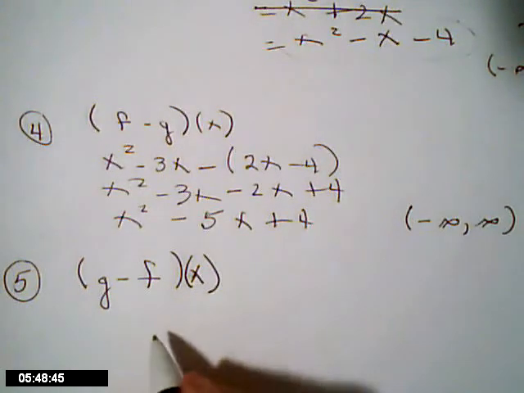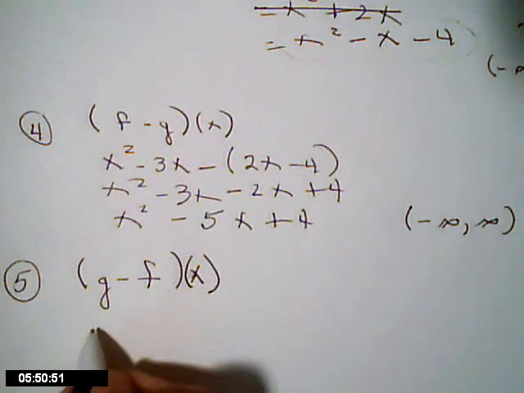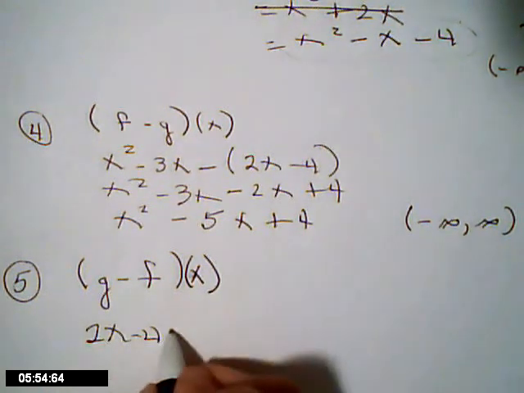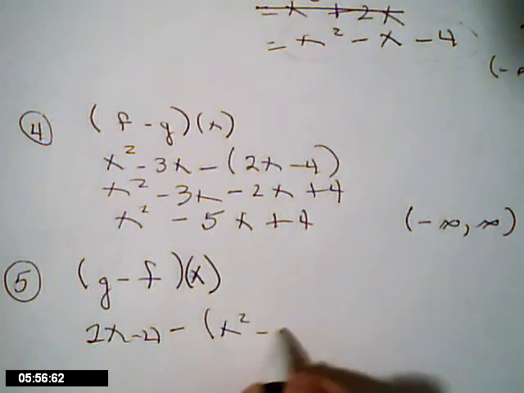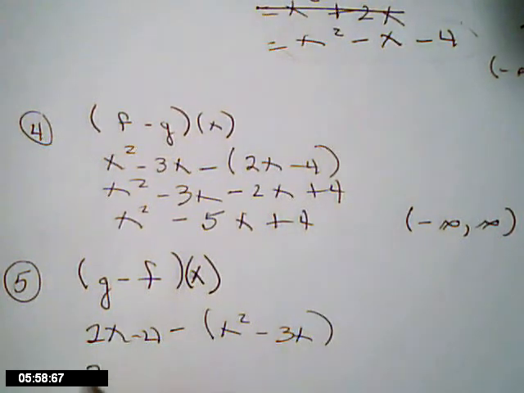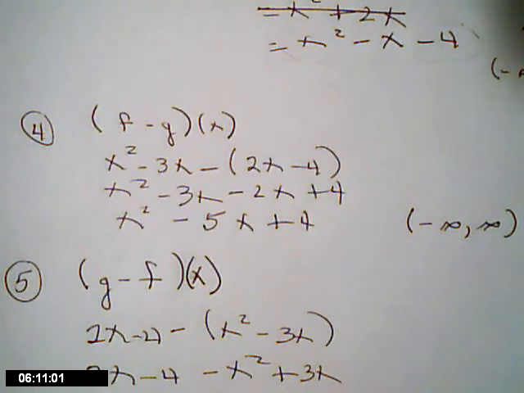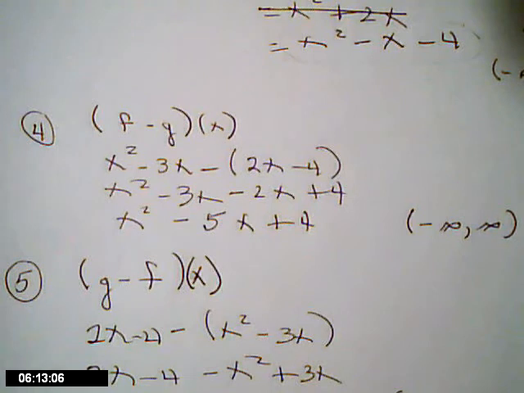In the next one, I just want you to notice that order is important. If I take g first, and I subtract f, I'll change the sign again. Going in descending order, I have negative x squared plus 5x minus 4. Again, my domain, no fractions, no square roots, is all real numbers.